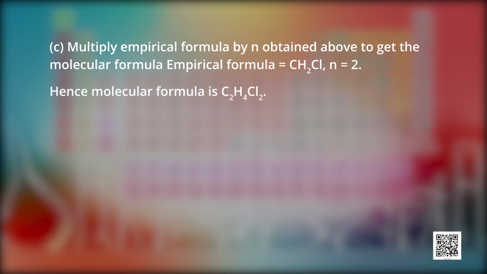Now in the next step, we will multiply empirical formula by n obtained above to get the molecular formula. Empirical formula is equal to CH2Cl. Here n is 2. So to get molecular formula, we will multiply this 2 to CH2Cl. We will get C2H4Cl2.